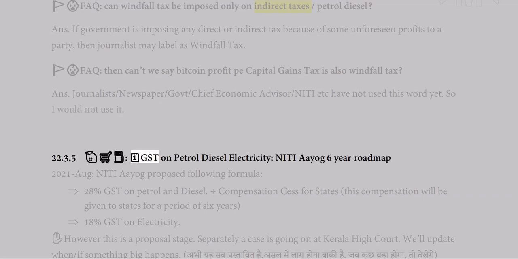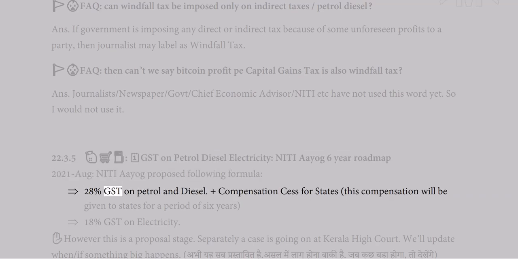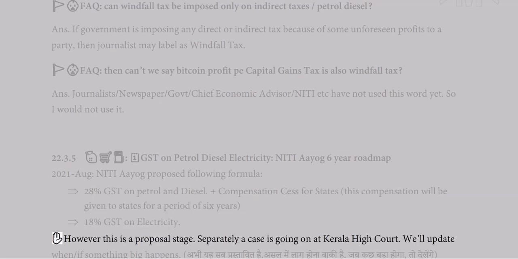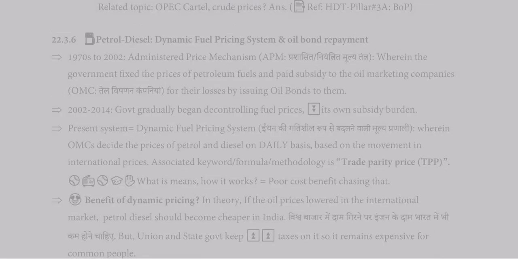2.3.5 Fuel pump: GST on petrol, diesel, electricity. NITI Aayog 6-year roadmap. In August 2021, NITI Aayog proposed the following formula: 28% GST on petrol and diesel plus compensation cess for states. This compensation will be given to states for a period of 6 years. 18% GST on electricity. However, this is at the proposal stage. Separately, a case is going on at Kerala High Court. We'll update if something big happens. Related topic: OPEC cartel, crude prices. ANS, ref, HDT pillar 3A, BOP.